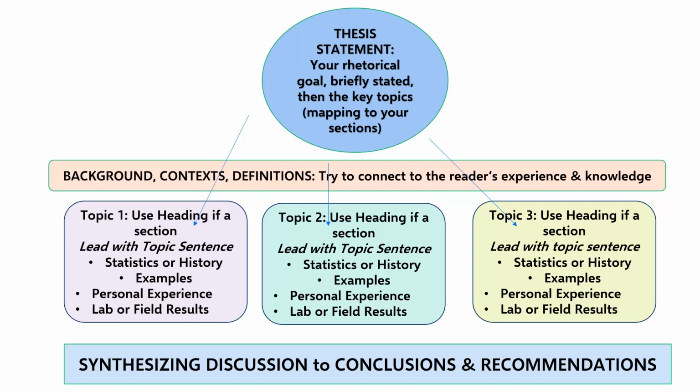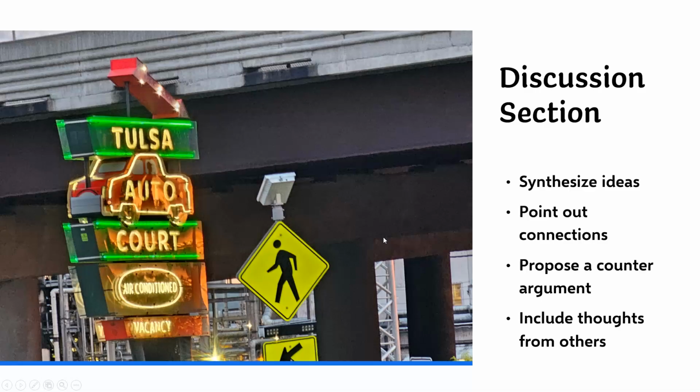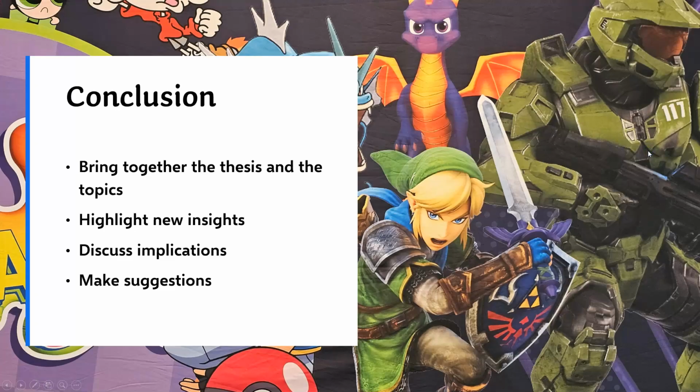Okay, so after that, have a synthesizing discussion that brings all 3 topics together and kind of says, okay, this is what we see when we think about all these together. And then finally, conclusions and recommendations. So again, just to recap on the discussion section, that's after your body sections or paragraphs. This is where you synthesize ideas, you point out connections, you might propose or acknowledge a counter argument, and then include thoughts from others. And then finally is your conclusion.